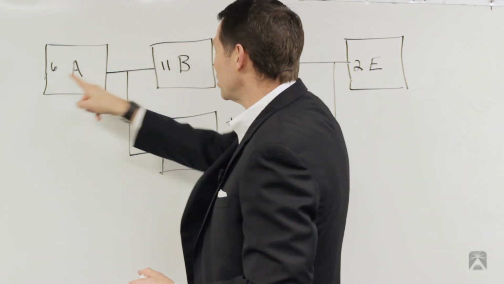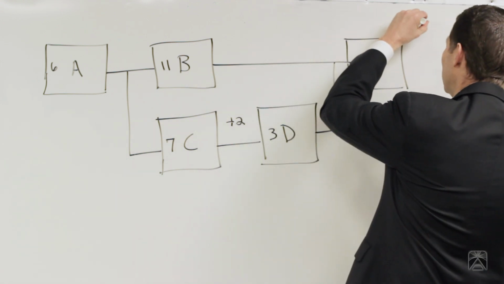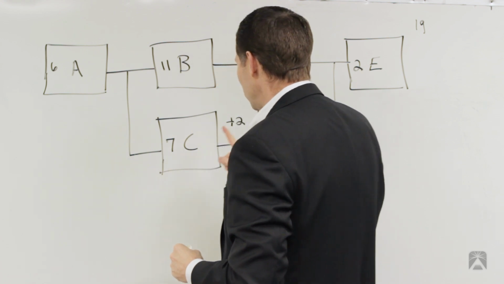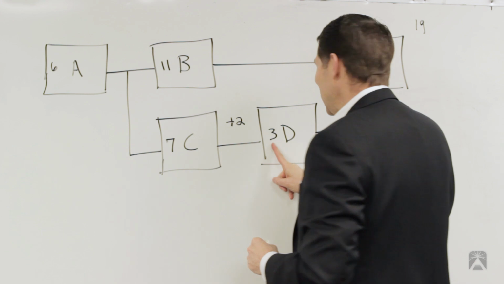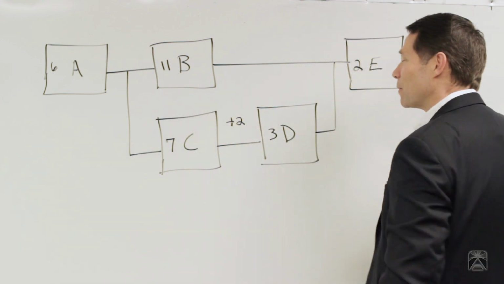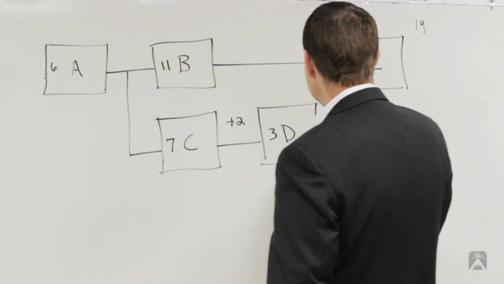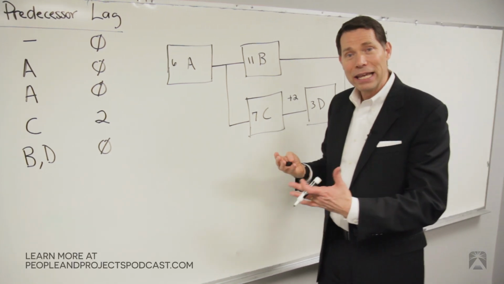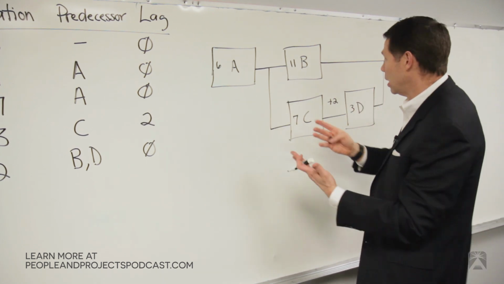And I could say 6 + 11, which is 17, plus 2, that's 19. I could say 6 + 7, that's 13, plus 2, 15, plus 3, 18, plus 2 is 20. What's the critical path? Well, the critical path is A, C, D, E, because that's a longer duration than the 19. Because remember, critical path is the sequence of activities that is the longest duration. And so that's what we got.